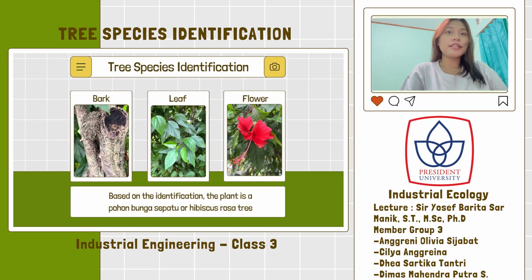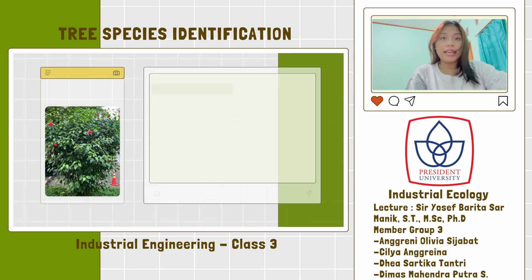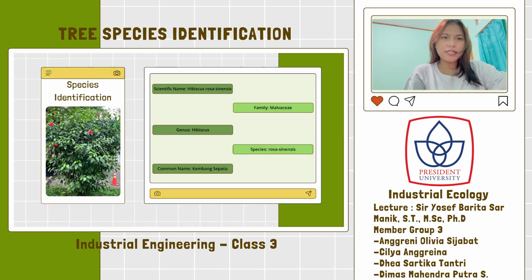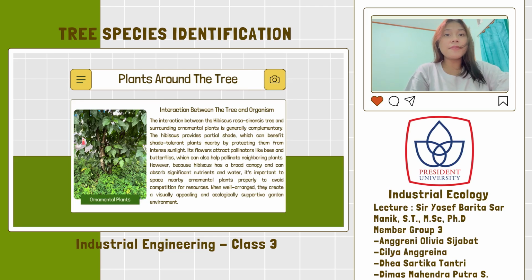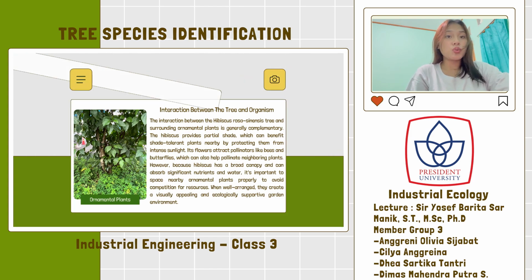Next slide. This tree was identified based on its bark, leaves, and flower. It's called Hibiscus rosa sinensis, or in Indonesian, pohon bunga sepatu. This plant belongs to the Malvaceae family. Its scientific name is Hibiscus rosa sinensis, and the common name is kembang sepatu. Next slide. The hibiscus tree gives shade and attracts pollinators like bees and butterflies. This helps nearby plants grow, but we must arrange them well to avoid competition for water and nutrients.